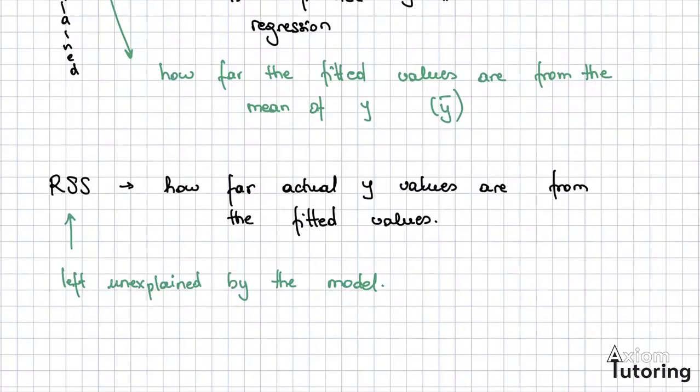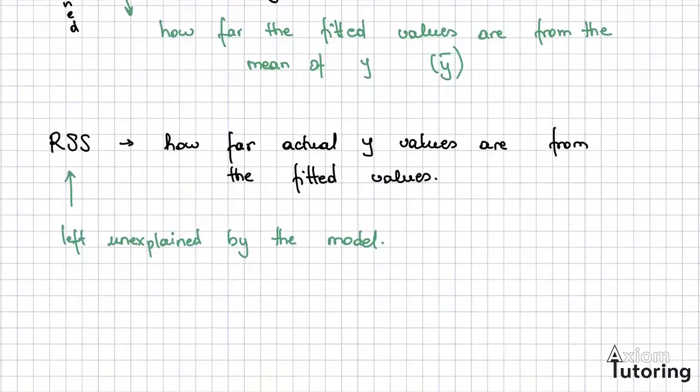So from here, there is a big identity that can be used. These three quantities are linked together by a simple formula. The total variation should be the explained plus the unexplained variation. So the total sum of squares should be equal to the explained sum of squares plus the residual sum of squares. It should be quite intuitive.